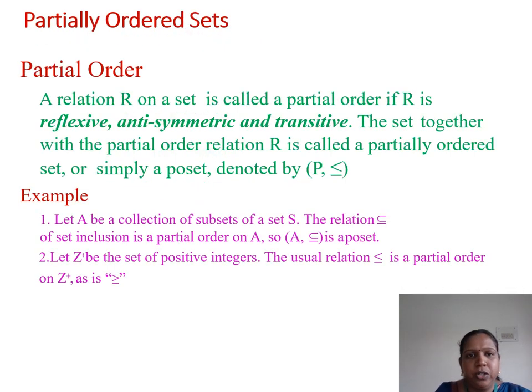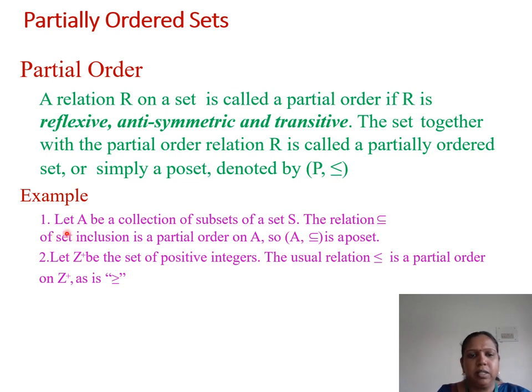First, we'll see the partially ordered set. Definition: a relation R on a set, we call it a partial ordered set if it satisfies the three conditions: reflexive condition, anti-symmetric condition, and transitivity condition. It is simply called a poset. It is denoted by P comma less than or equal to. It's not actually a less than symbol. We call this a binary operation.